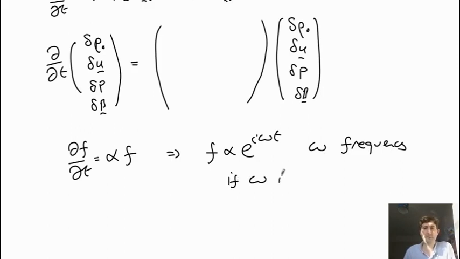Typically you write that gamma is i omega, and this corresponds to growing or shrinking solutions. So it's either growing, unstable, or decaying away.